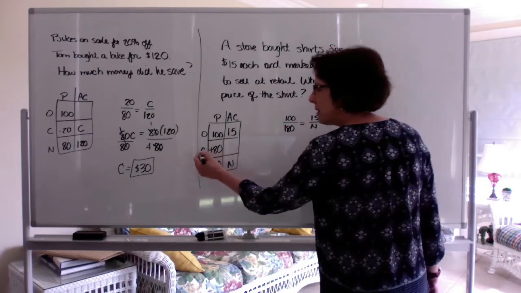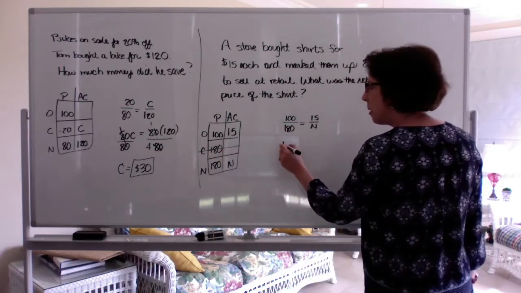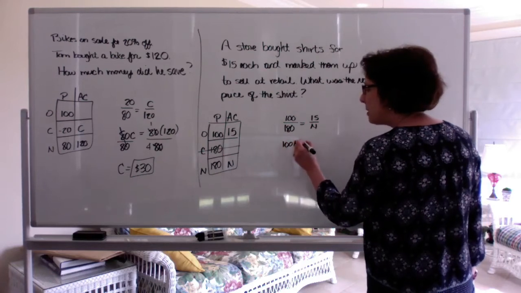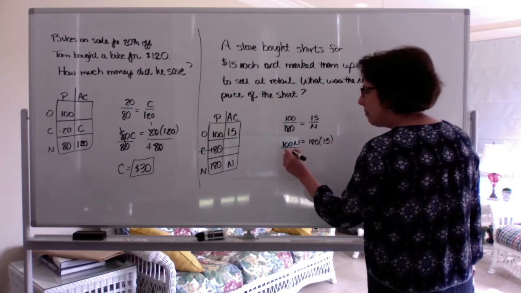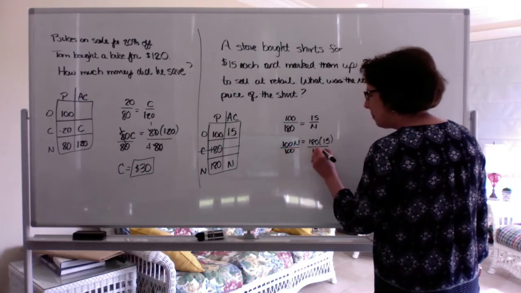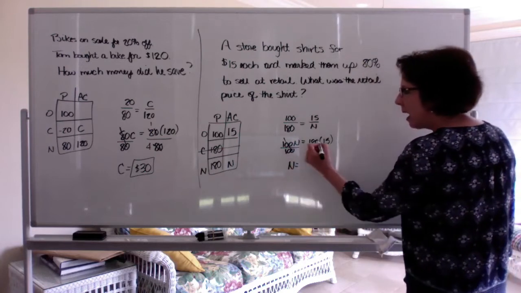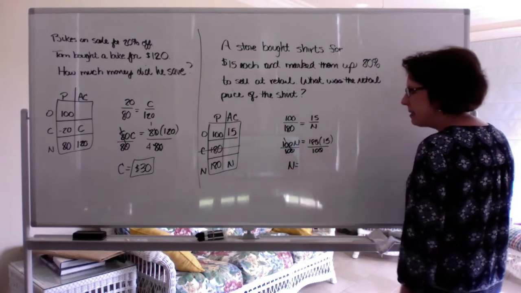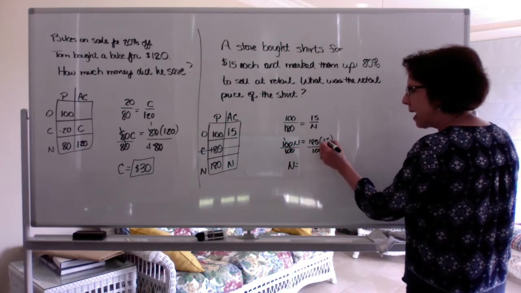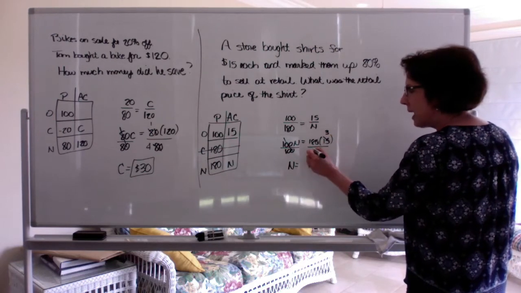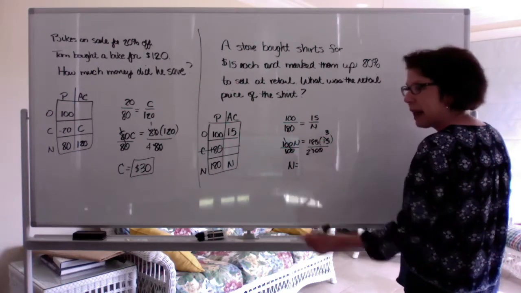Remember, I don't need this middle section anymore. Okay, now let's go ahead and cross multiply. I have 100 times n equals 180 times 15. Let's divide both sides by 100. Let's go ahead and cancel where we can. We can cancel out our 10s. 15 over 10, they're both divisible by 5. Let's divide them both by 5, and I get a 3 and a 2. And then 18 over 2, I'm going to cancel that one again.